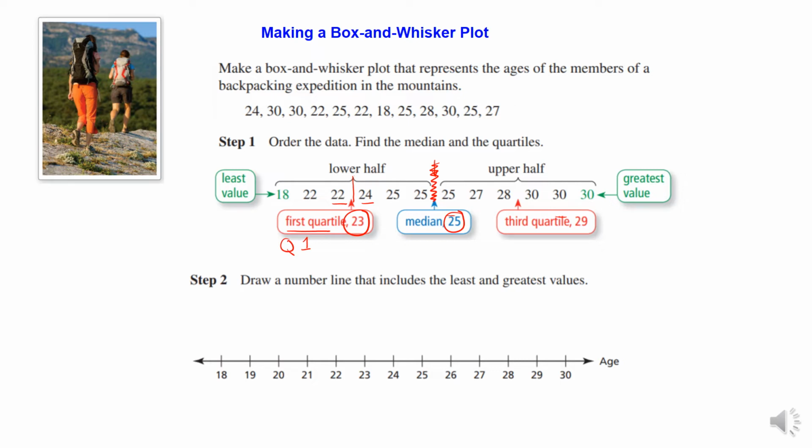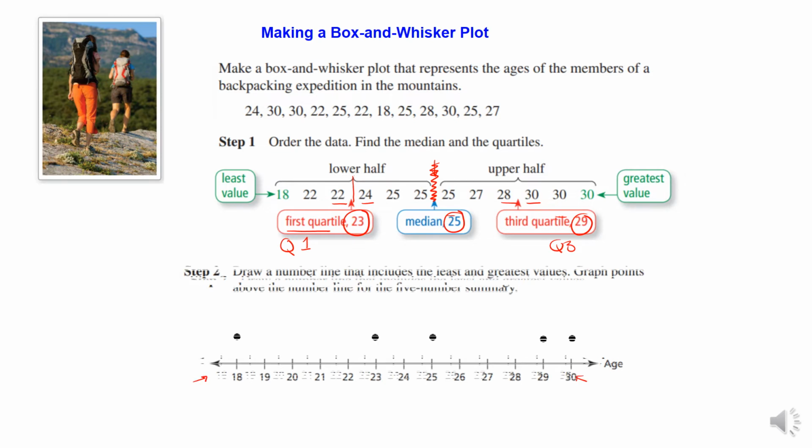Then you're going to do the same thing on the upper half. So you take 28 and 30, add them together, divide by 2, and quartile 3 is 29. So now you're going to draw a number line that includes the least and greatest values. So there's 18, there's 30. You're going to put those numbers that you got up here on that number line. So you put the 18, the 30, quartile 3 is right there, the median is there, first quartile is 23.